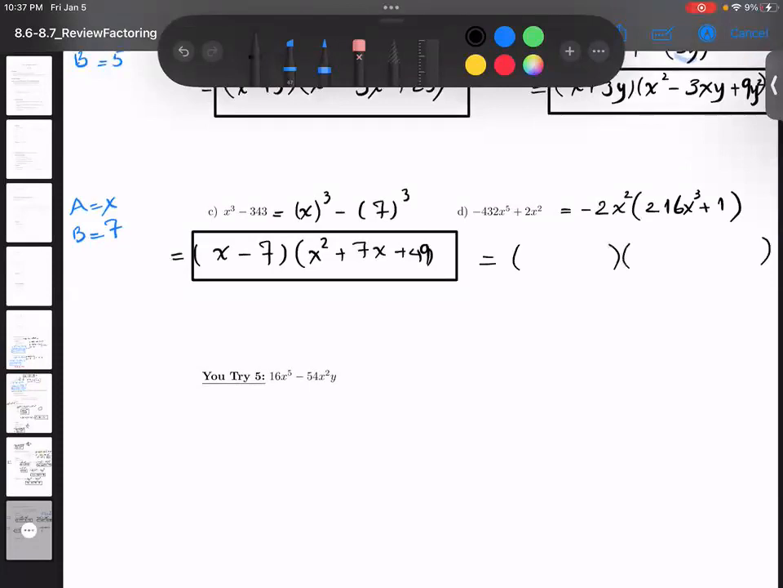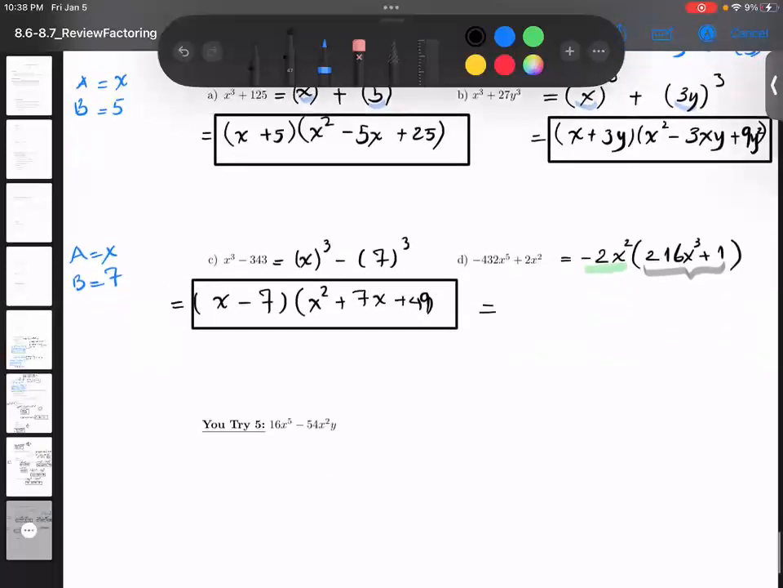Good. Now we can establish what is my A and what is my B. Right. So this negative 2x squared right here is outside the parenthesis. It's the GCF. Nothing I can do. Leave it there for now. I'm not going to pay attention to it. At the very end, I'm going to bring it down. But right now, ignore it. What I want to do is take care of this one first. That is my sum of 2 cubes.